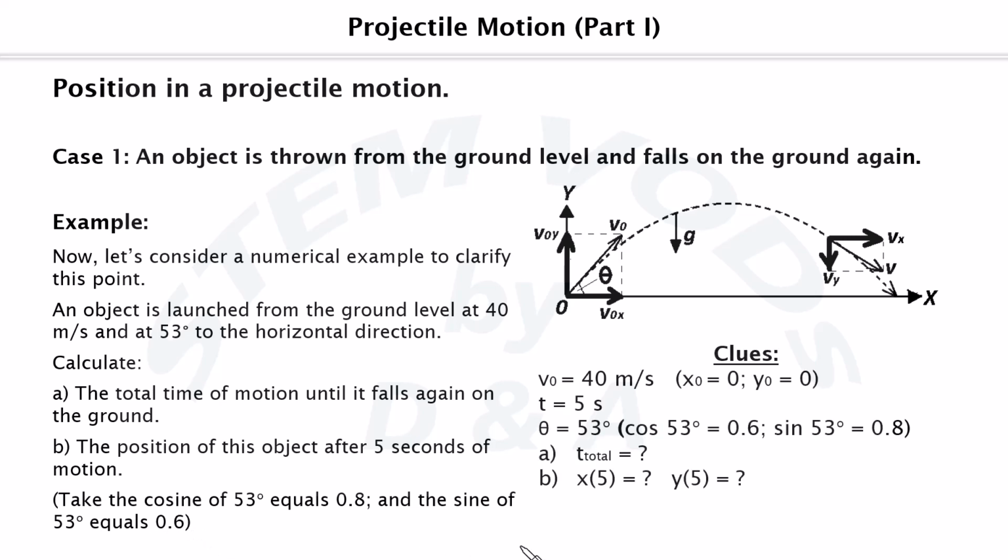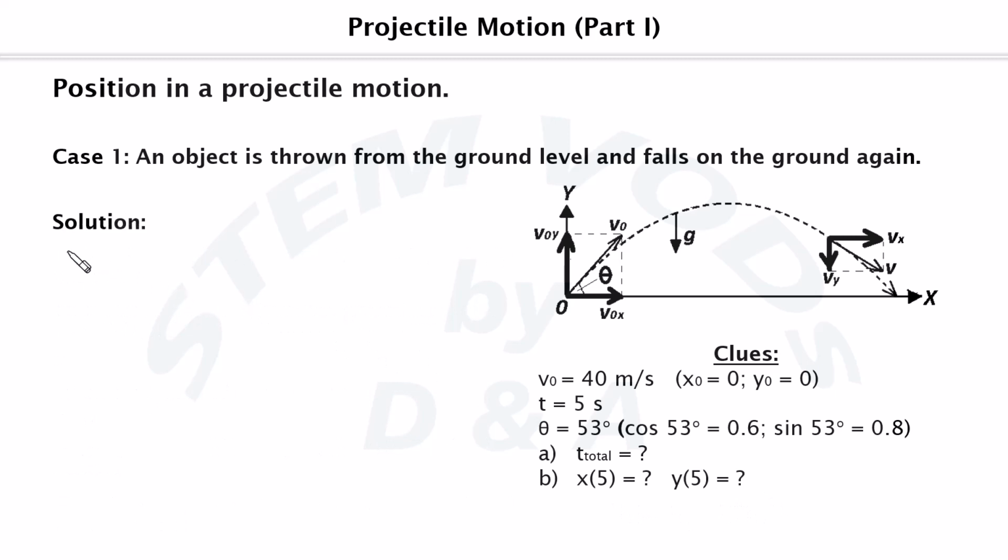In this example, we have the following clues. Initial velocity is 40 meters per second, time is 5 seconds, launching angle theta is 53 degrees, where the cosine of theta is 0.6 and the sine of theta is 0.8. We have to find the total time of motion, that is t total, and the position of the object after 5 seconds, that is x(5) and y(5).